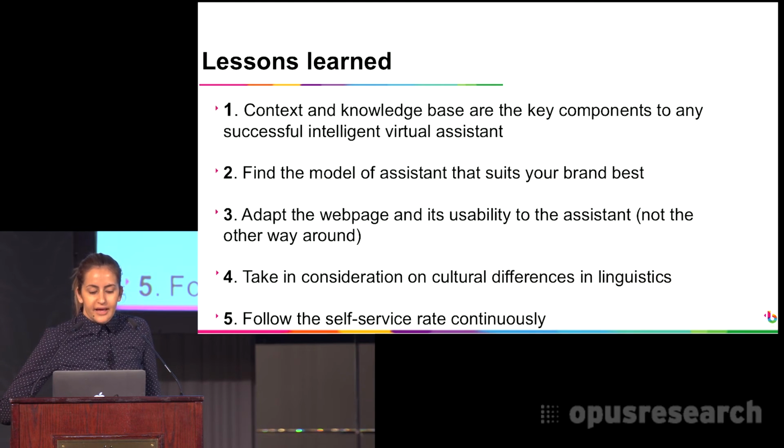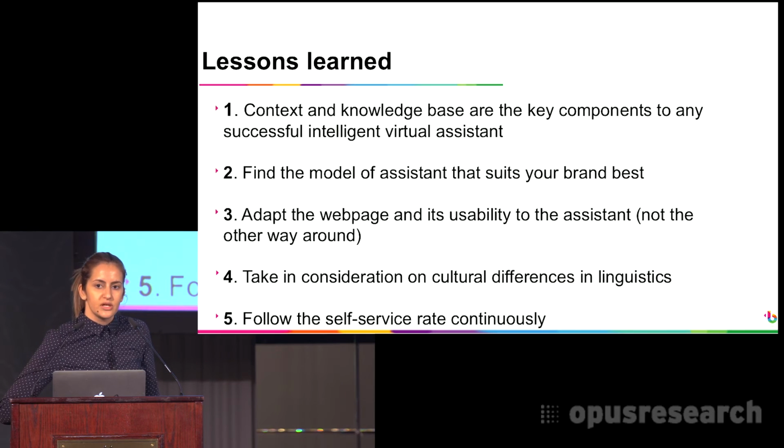Second, we learned that it's really important to find the model of assistant that suits you the best. Do you have multiple types of customers like we do? If yes, you need to find one version that can solve both questions. We also learned that the web page needs to be adapted to the assistant, not the other way around. If it needs to, the web page needs to be redesigned so that the assistant can reach its full potential. It does no good if you have an assistant, but the client can't easily find it.